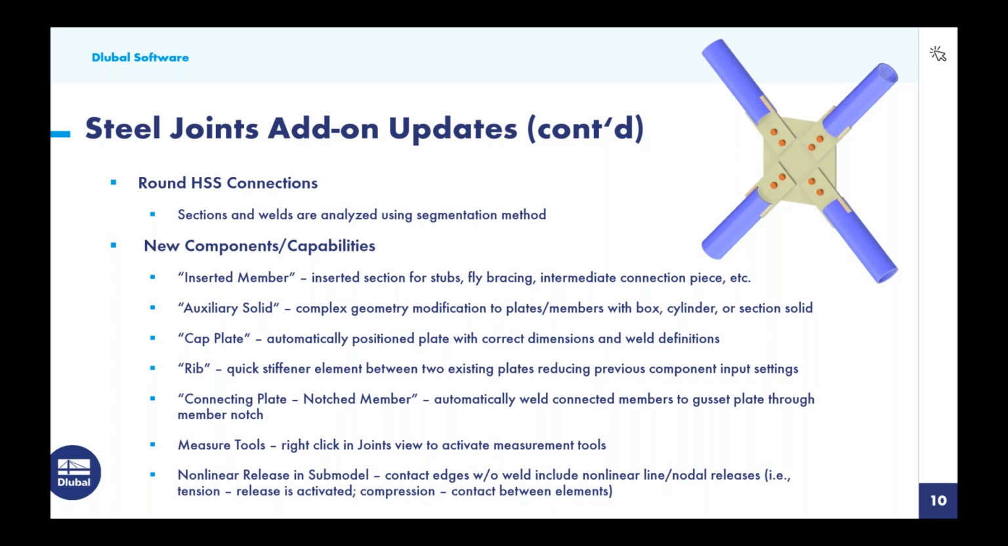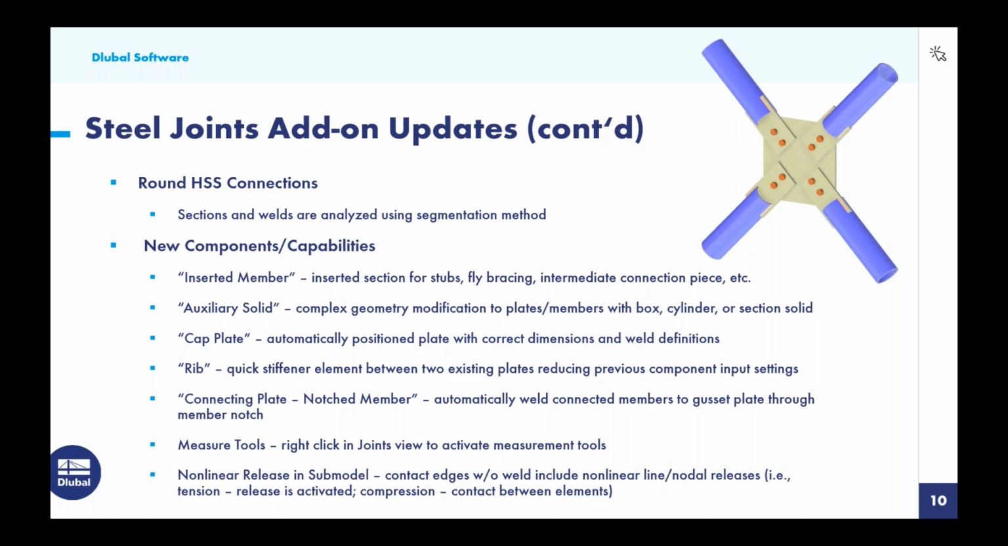We also have added a cap plate. So this automatically positions the plate with the correct dimensions and weld definitions, for example, to the top of a member. We have a new rib component. So this is a quick stiffener element that exists between two plates. And this is just really going to reduce what previously took many other components to create. So a much more efficient option now. We also have the connecting plate notch member. We'll see this in our example today. Also with the same connection here, we can automatically weld the connected members to the gusset plate through member notches. This will be a very efficient input as well that we'll see.